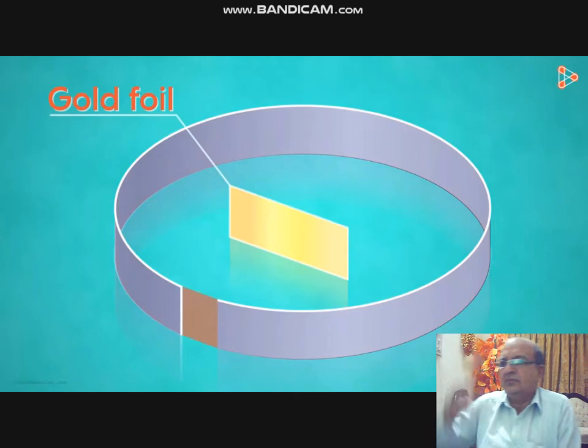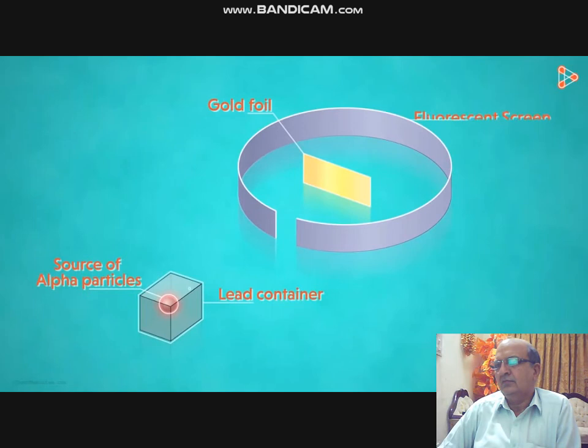What could this be? Well, this is a screen. A fluorescent screen that would help us detect the radiation. That means the screen will glow or emit fluorescent light whenever alpha particles hit it. So this is how the track of alpha particles can be traced. Now we're all set to understand how the experiment worked.